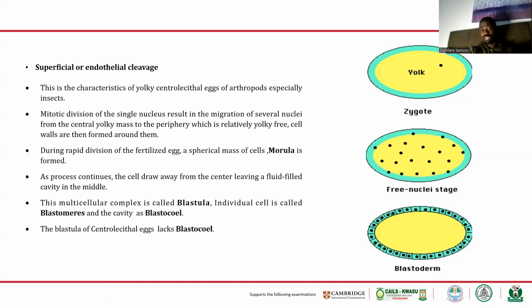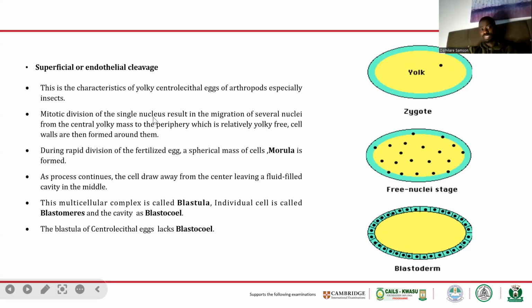Mitotic division of the single nucleus, the one nucleus that is here, undergoes mitosis. When we get to cell division, we'll talk about mitosis and meiosis, so you'll be able to differentiate between them, which I know you would definitely have an idea about. So mitotic division means one cell multiplies to two, but here we're talking about the mitotic division of the nucleus. One nucleus turns to two, to four, to eight, and so on and so forth.